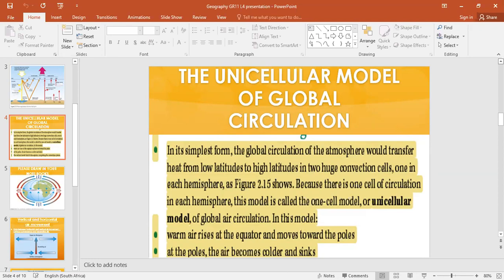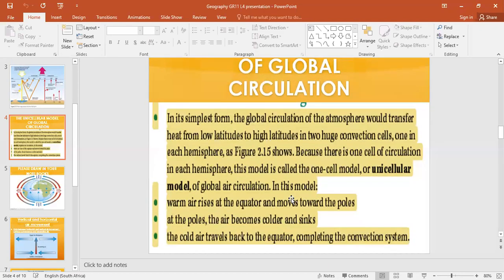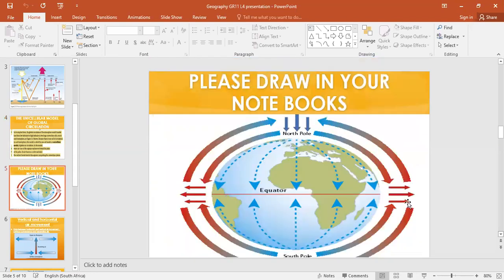Okay, in this model, warm air rises at the equator and moves towards the poles. At the poles, the air becomes colder and sinks. The cold air travels back to the equator, completing the convection system. Okay, so heat can be transferred through convection, conduction, radiation, and terrestrial radiation. Okay, right now, this is what I was talking about.